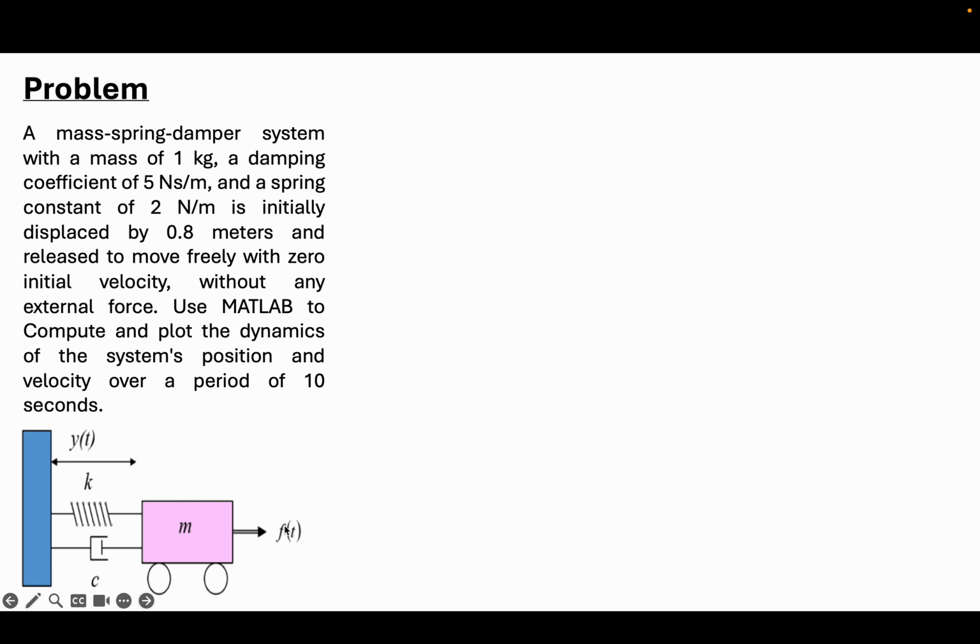And you can see it has an external force of F of t, and it has a spring and a damper which are opposing the applied force. Y of t is used to represent the displacement. K is the spring constant and C is the damping coefficient. So let us see the solution.